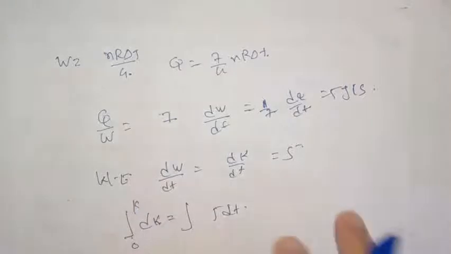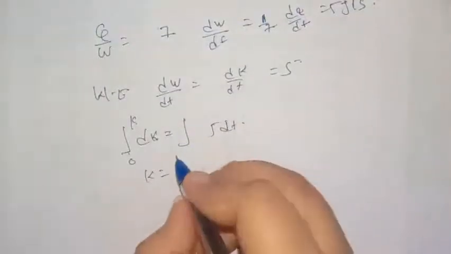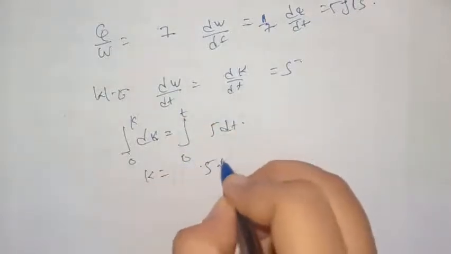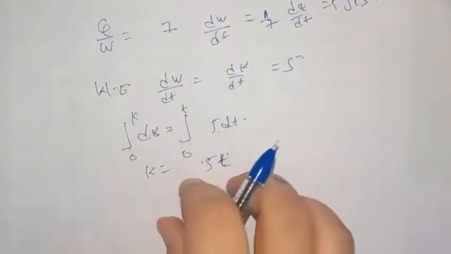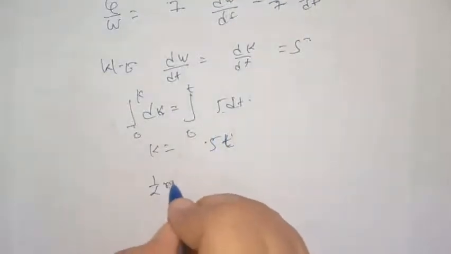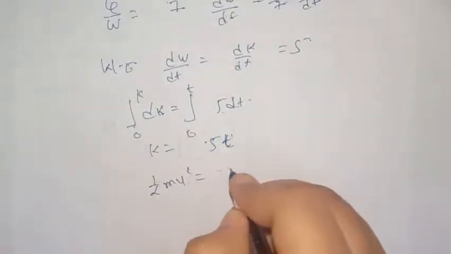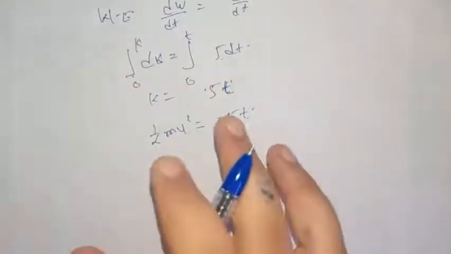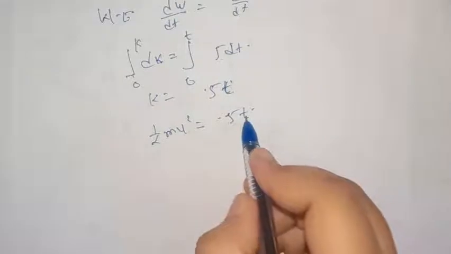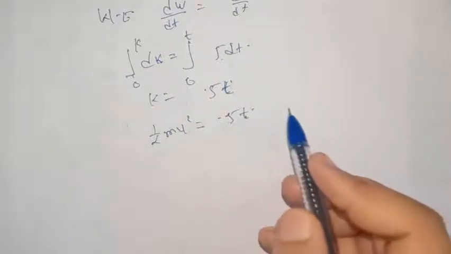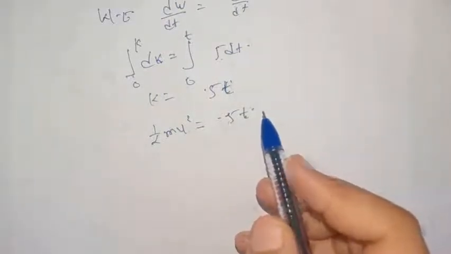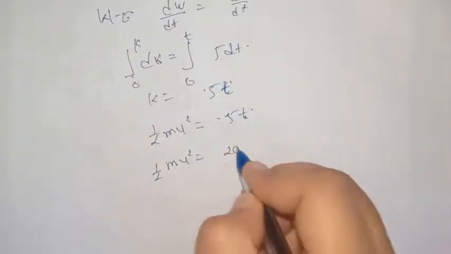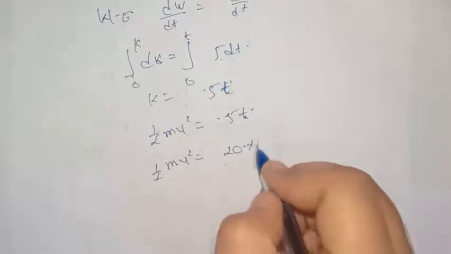So, K will be equal to integration from 0 to t of 5t dt. K is half mv square, that is equal to 5t. We want to find speed at t equals 20. So half mv square is equal to 20 into 5.